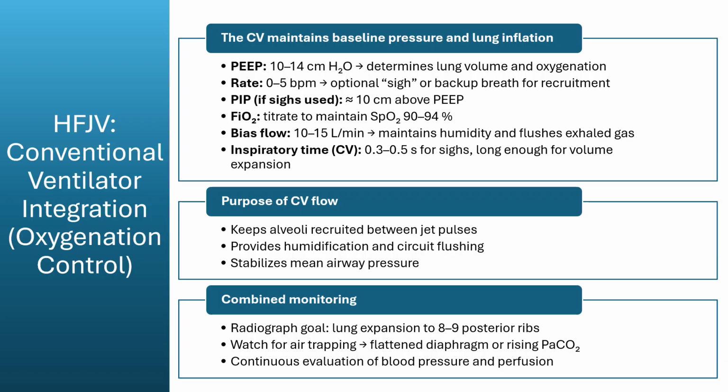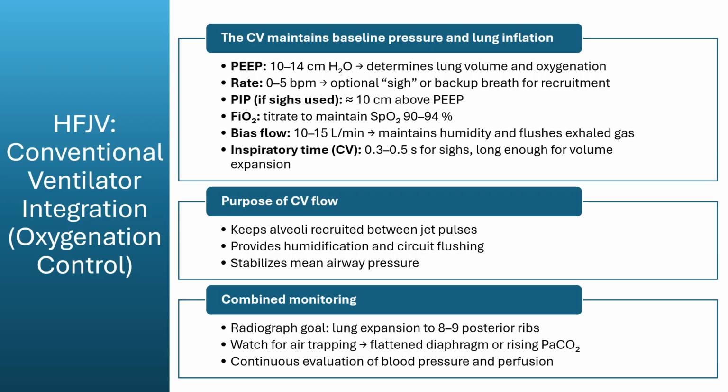Inspired oxygen is adjusted independently on the conventional ventilator. Oxygenation reflects the combined effect of FiO2 and PEEP, not jet driving pressure. Bias flow of 10 to 15 liters per minute keeps the circuit flushed and humidified, ensuring stable mean pressure and consistent gas delivery. The conventional ventilator's settings must complement those of the jet.